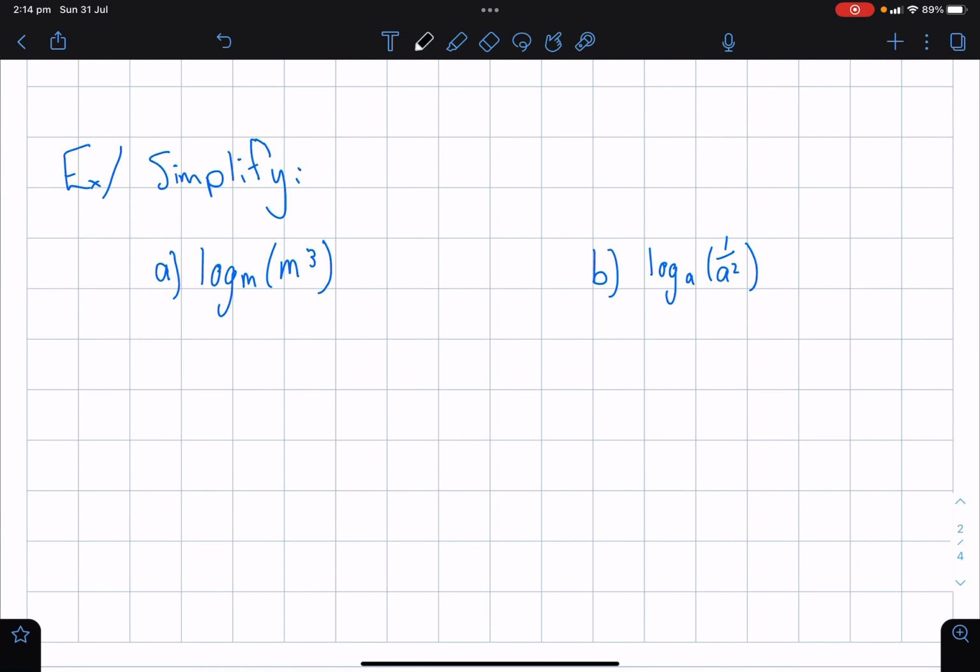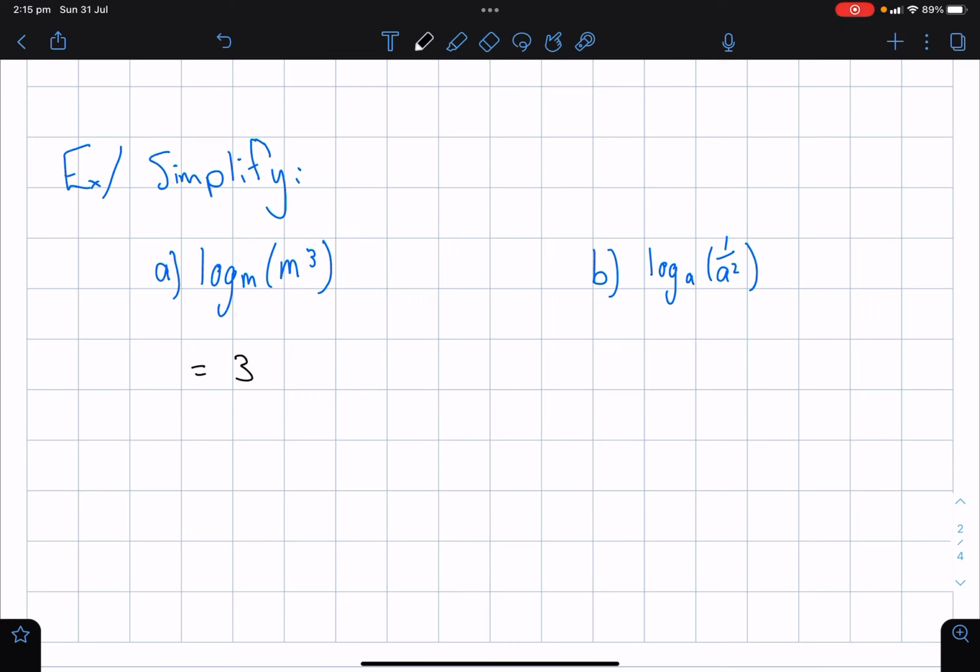So simplify. So I remember last video, we were talking about log of base 10. When that's got a 10 to the power of something inside the log, then it's just the power. So same thing applies with any base. So if we have, for example here, log of base m of m cubed, see how the base and this number in here are the same. So the same logic applies. That is just equal to 3.